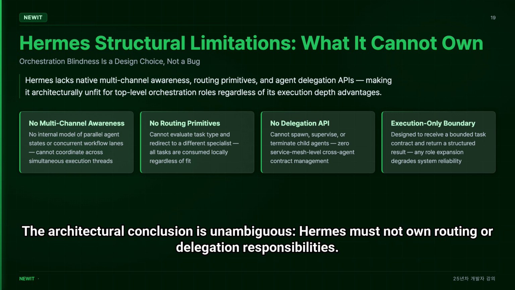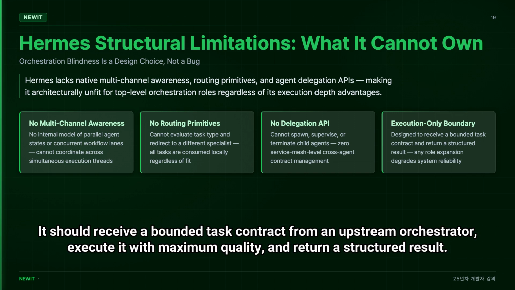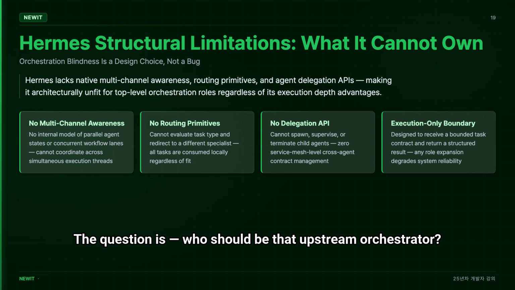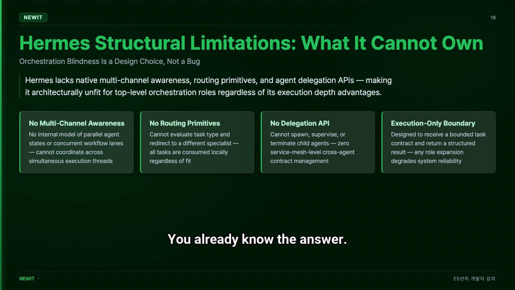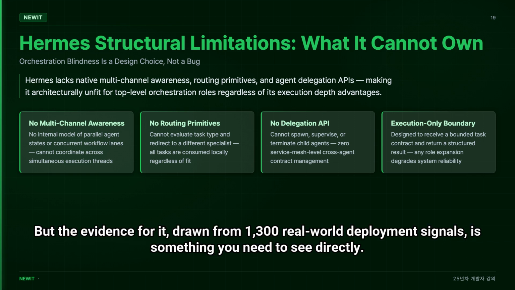The architectural conclusion is unambiguous. Hermes must not own routing or delegation responsibilities. It should receive a bounded task contract from an upstream orchestrator, execute it with maximum quality, and return a structured result. The question is, who should be that upstream orchestrator? You already know the answer, but the evidence for it, drawn from 1 through 300 real-world deployment signals, is something you need to see directly.